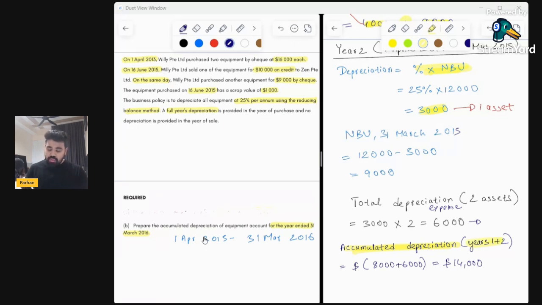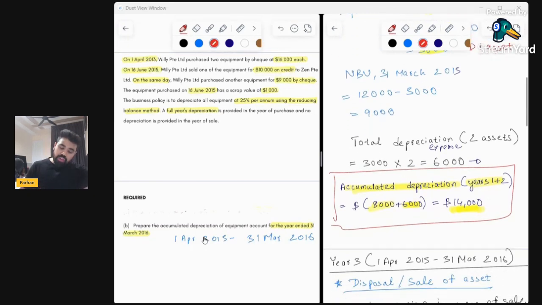So in year one, the total depreciation for two assets was $8,000. Now in year two, it's $6,000. Altogether, the accumulated depreciation for equipment for years 1 and 2 combined comes out to be $14,000. Okay? Now, why did we have to know this? This is going to be important when we prepare the ledger account. So we'll come back to this eventually. All right.